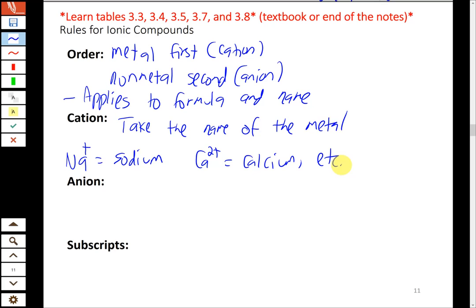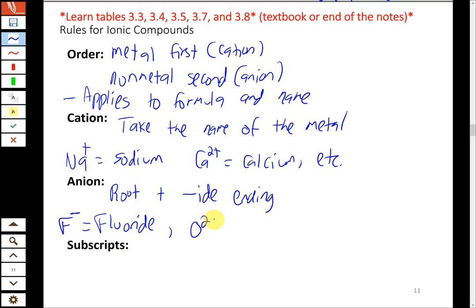For the anion, we do a slight change. We're going to take the root of the name, which comes from the identity of the element, but then we're going to change the ending to IDE. Okay? So if you have F minus in the formula of your ionic compound, when you're naming that, you don't call it fluorine anymore, you call it fluoride. So you put that IDE ending. If you have O2 minus, that comes from oxygen. So you use the root name OX, ox, and then IDE, oxide. So all the anions are going to be named with IDE endings. Or even if it's a 3 minus anion like N3 minus, that becomes nitride and so on.